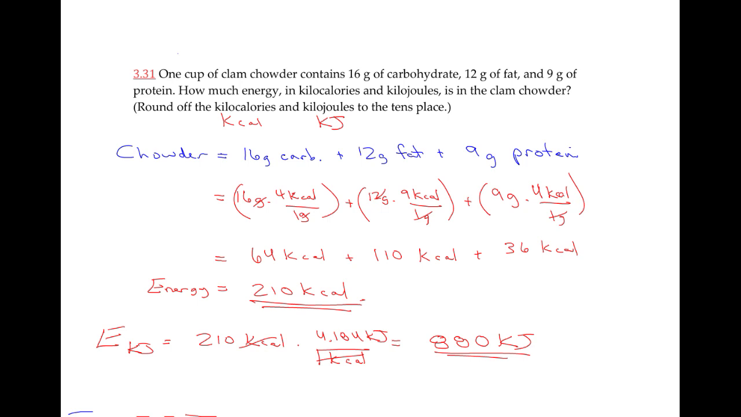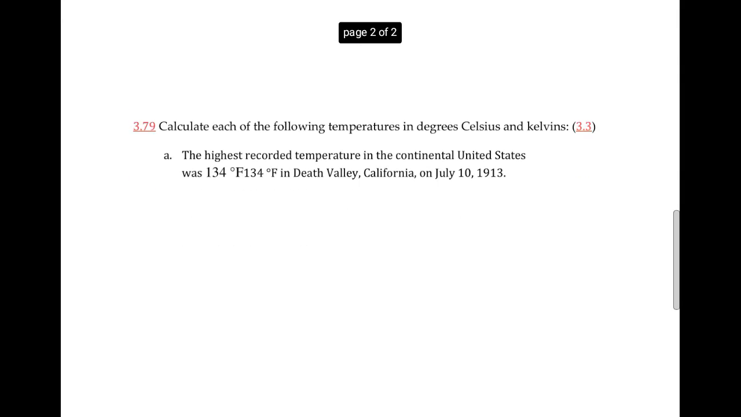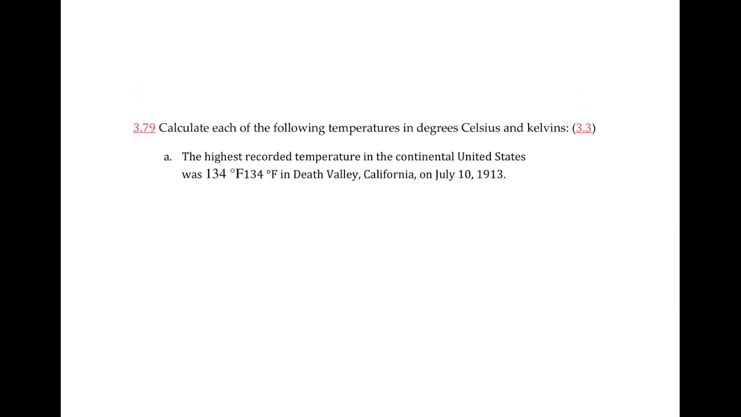All right, so there's using conversion factors to convert carbohydrates, fats, and proteins and determine the number of calories or kilojoules associated with those. Okay, let's take a look at a couple more. So with this next one here, you have to know how to convert temperatures. I'm just going to take a look at one here.